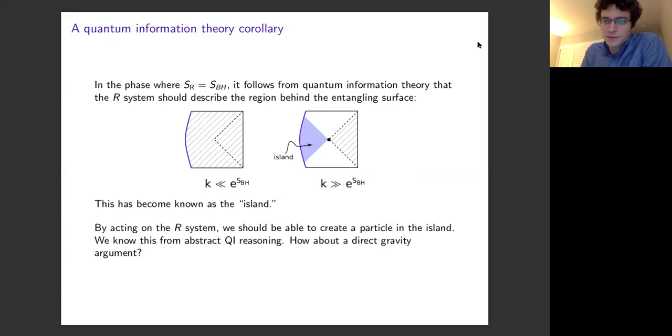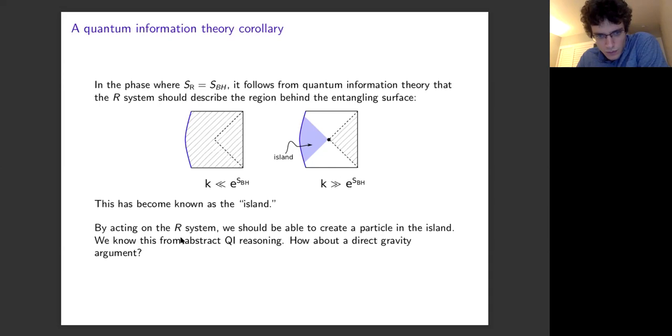So let's imagine that we're after the Page time. In this model, what that means is that the entropy of the R system is equal to the entropy of the black hole. It's no longer log K. So K is very, very big. Then it follows from quantum information theory and computations of the entropy that the R system should describe the region behind the entangling surface. I'm not going to explain why, but you can show that, conditional on the entropy computations that we've done, it must be the case that the R system describes the region back here, shaded blue, this island. That's in the region where K is much bigger than e to the S.